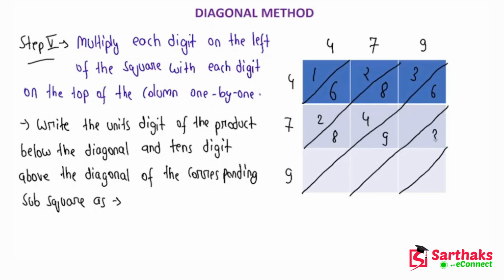63, write 3 here, 6 here. 9 into 4 is what? 36, write 6 here, 3 here. 9 into 7 is what? 3 here, 6 here, 63. 9 into 9 is 81, so 1 here, 8 here. So this was till step number 5.